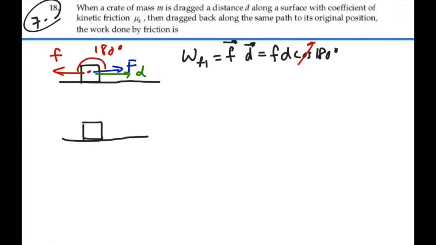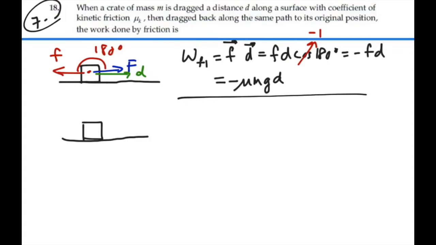Cosine of 180 is -1, so this is going to be a negative frictional force times distance. Since the frictional force will be mu times the normal force, mg in this case, this is going to be negative mu mg times distance, at least for the first leg.